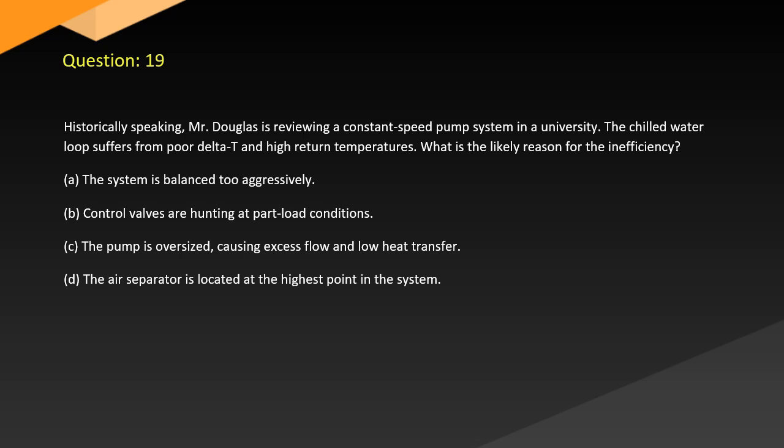Question 19. Historically speaking, Mr. Douglas is reviewing a constant speed pump system in a university. The chilled water loop suffers from poor delta T and high return temperatures. What is the likely reason for the inefficiency?